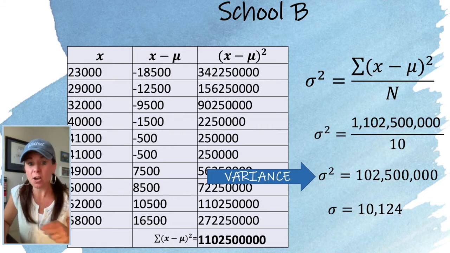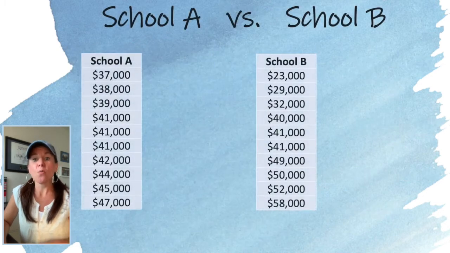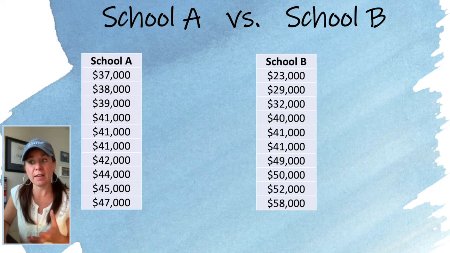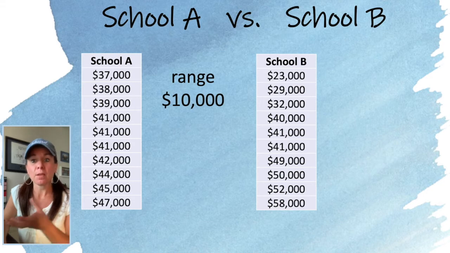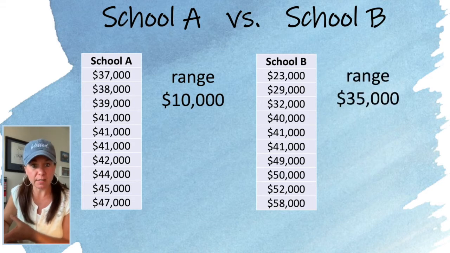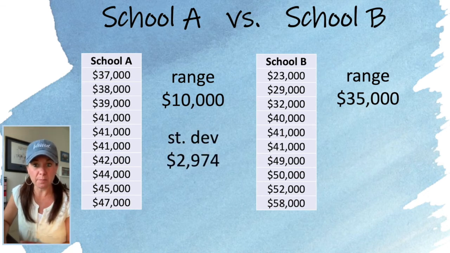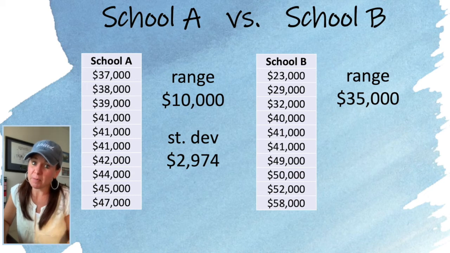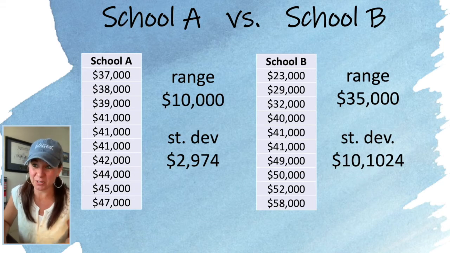I realize I went through that really fast. You can rewind the video or pause it at any time. Okay, so where are we here? Standard deviation is 10,124. We have a much better picture now of school A versus school B because we know the range for school A is 10,000. Range for school B is 35,000. That only took into account the extreme values, so then we took each of the values to see how far they were from the middle. So the average distance from the middle from each of those values for school A, about $3,000. For school B, about $10,000.